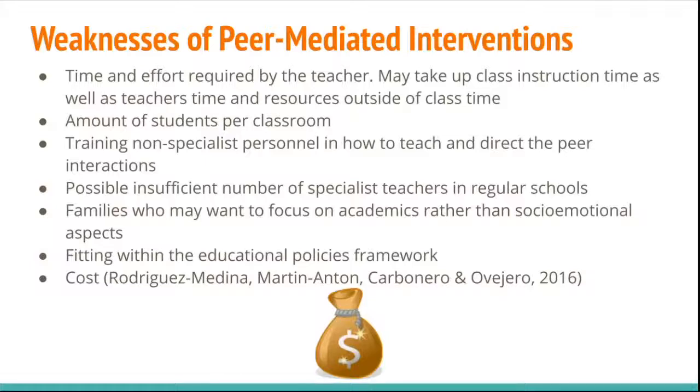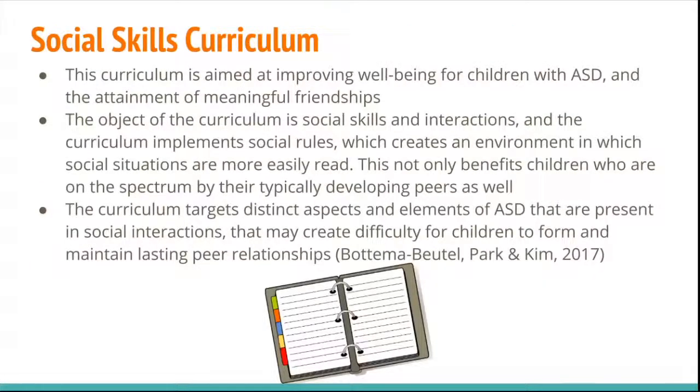It may be a little bit expensive to afford this curriculum and to teach it as well. There's also a social skills curriculum. This curriculum is aimed at improving well-being for children with ASD and the attainment of meaningful friendships. The object of this curriculum is social skills and interactions, and the curriculum implements social rules, which creates an environment in which social situations are more easily read. This not only benefits children who are on the spectrum, but typically developing peers as well.